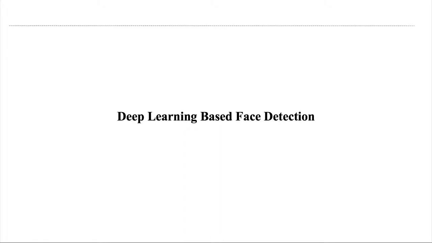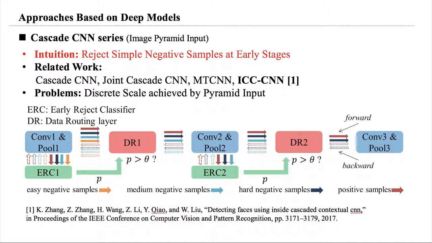With the development of deep learning algorithms, applying CNN-based models greatly improved the performance. In the following, I will briefly introduce some important deep learning-based methods. So the first class of deep models is the Cascade CNN series. It requires an image pyramid input to cope with the multi-scale problem. Usually, the main idea of the cascade method is to deal with easy cases first and difficult ones later.